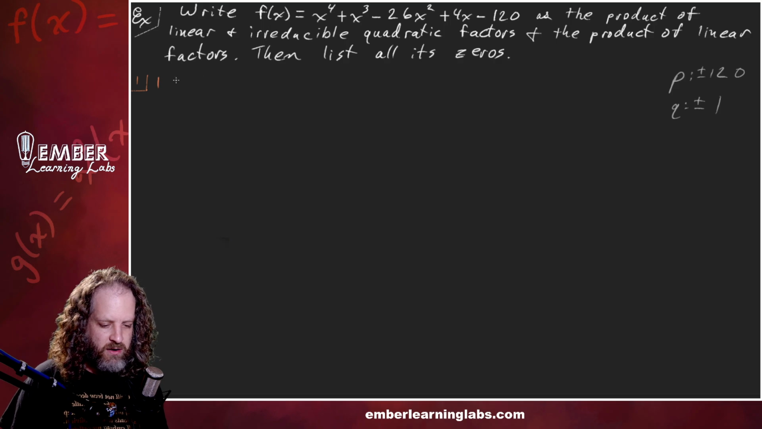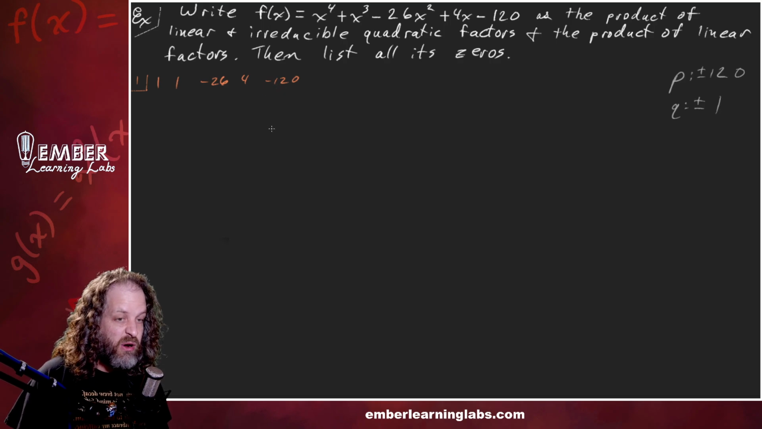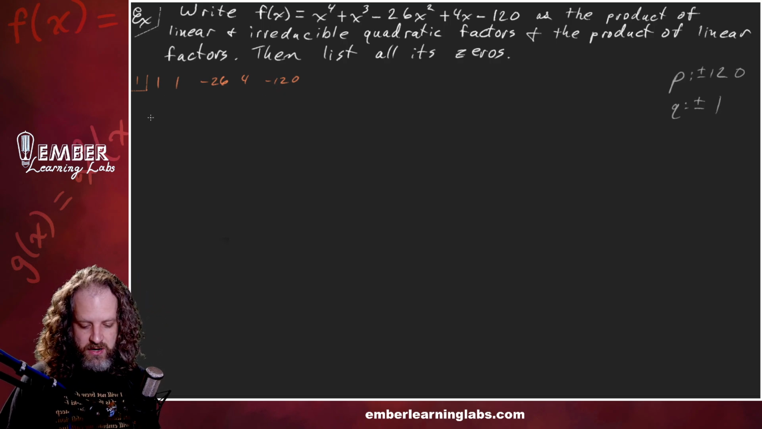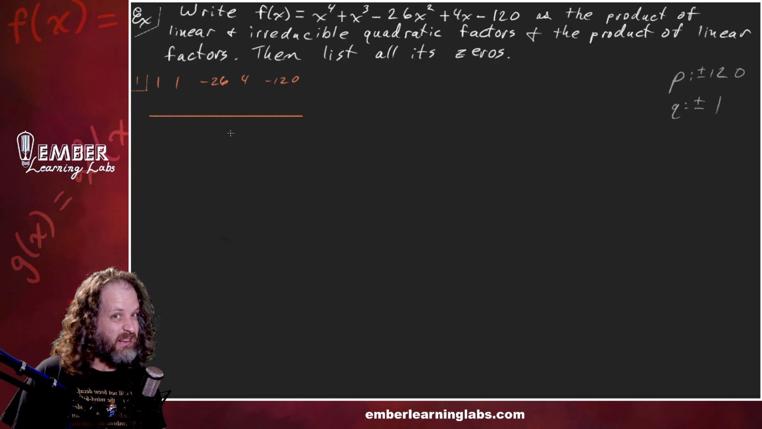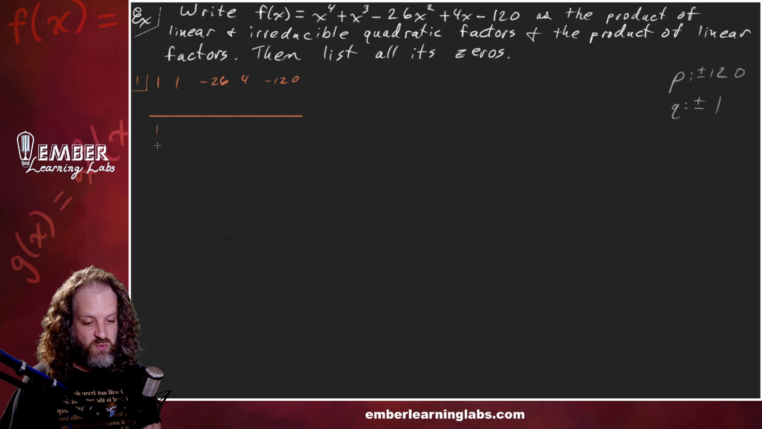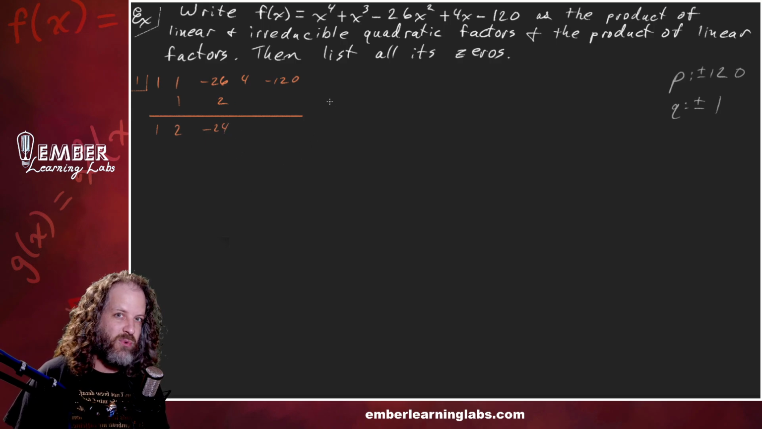So let's write down our coefficients. 1, 1, negative 26, 4, negative 120. And to get up to that number, I think we're going to need something kind of large. We may want to jump all the way up to 6 first, but we already started this, so we may as well finish it. It's going to be a hard sell to make this work, right? 1 times 1 is 1. 1 plus 1 is 2. 2 times 1 is 2. Negative 26, negative 24. There's like no way we're going to get to 120.